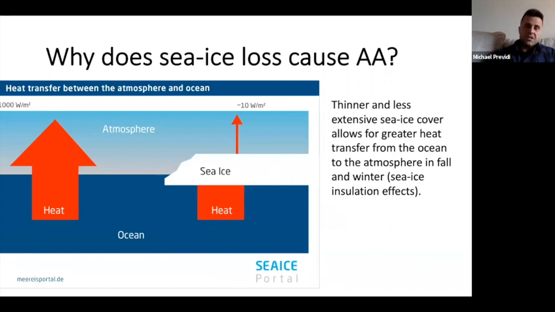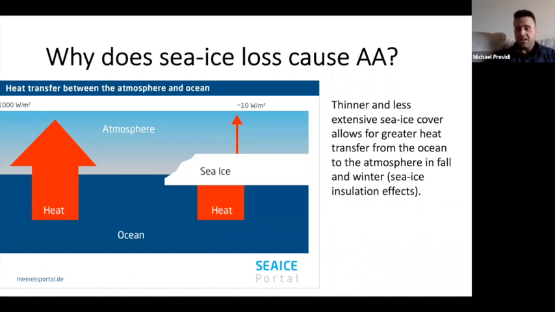The second reason is sea ice insulation effects. And what I mean by that is sea ice, when it's present, acts as a great insulator, which limits the heat exchange between the ocean and the overlying atmosphere. And so in the cold season, in the fall and the winter, also in the spring, the Arctic atmosphere is much, much colder than the ocean below it. So when sea ice is present, again, it acts as a great insulator. It inhibits the heat transfer from the much warmer ocean to the much colder atmosphere.